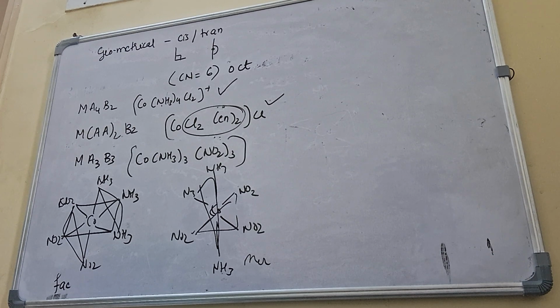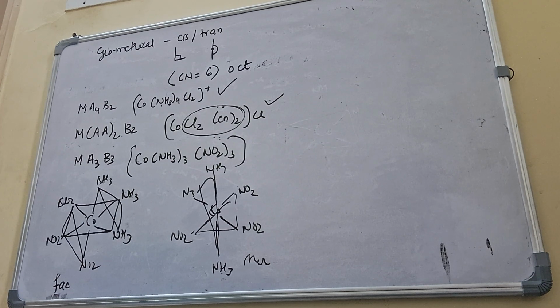So don't get confused. Square planar will show, tetrahedral will never show because even if you rotate, the angle is going to be the same, correct? So it will never show. Tetrahedral A2B2 will not show, ABCD will not show, A3B will not show. In case of geometrical, these are the things which will be possible.